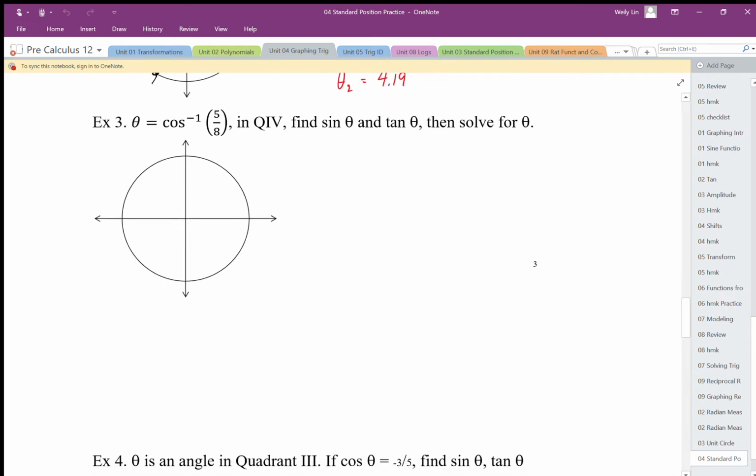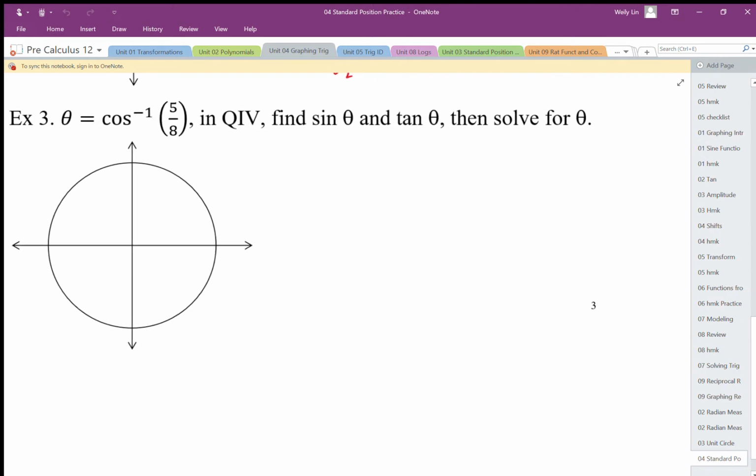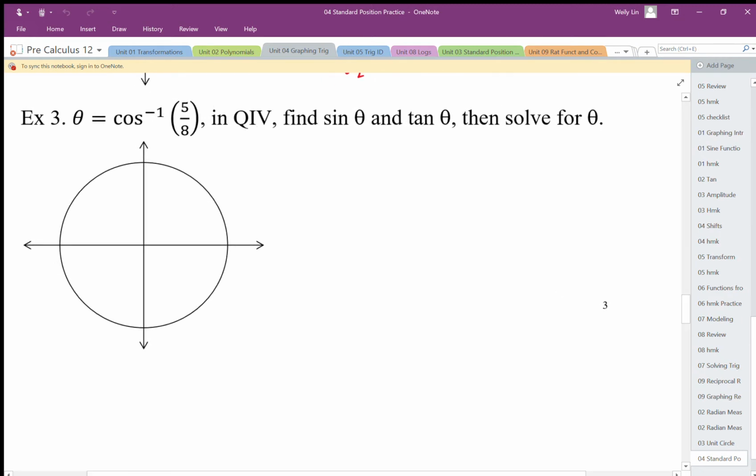Okay, so for this one here, we're looking at the cosine ratio being given in a different form. It's been given to us in an arc-cos form, but again, we need to recognize we are dealing with an arc-cos ratio, but this is our cosine ratio here. It's just telling us that the angle, given the ratio 5/8, is equal to theta.